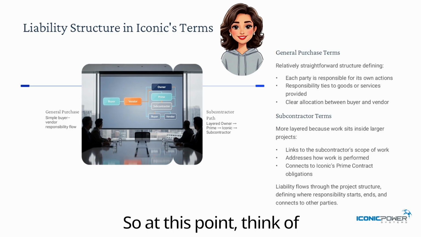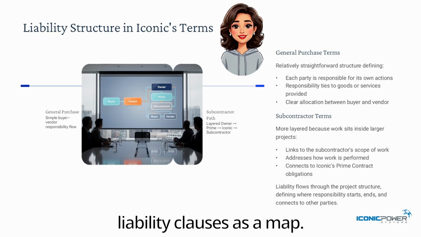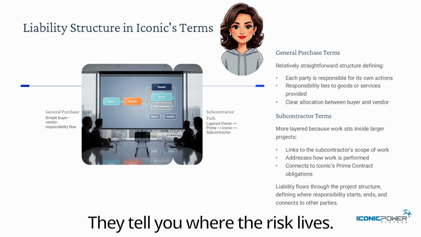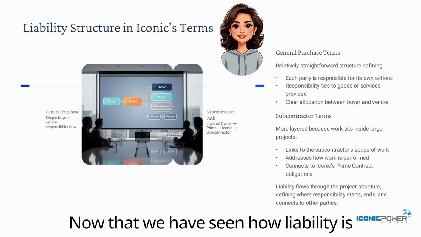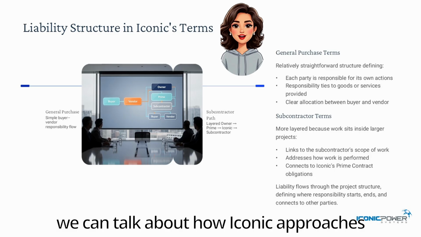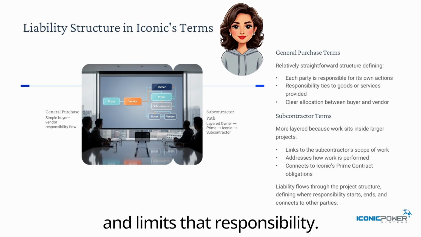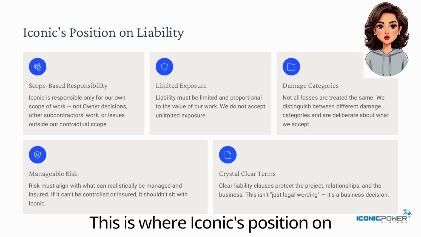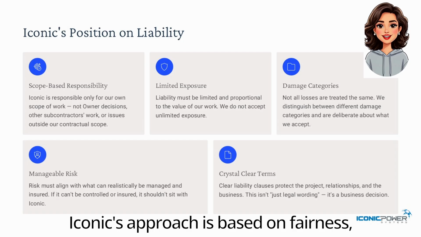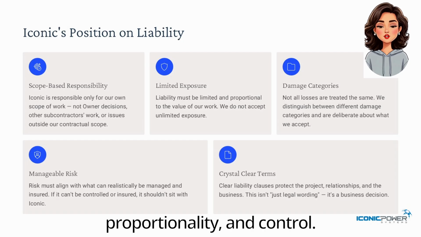So at this point, think of liability clauses as a map. They do not tell you the size of the risk yet, they tell you where the risk lives. Now that we have seen how liability is structured in our contract, we can talk about how Iconic approaches and limits their responsibility. This is where Iconic's position on liability becomes very clear. Iconic's approach is based on fairness, proportionality, and control.